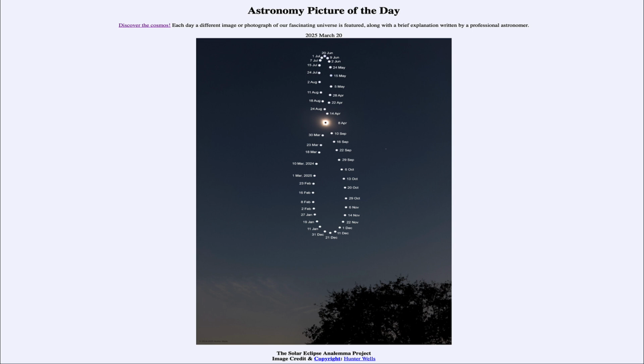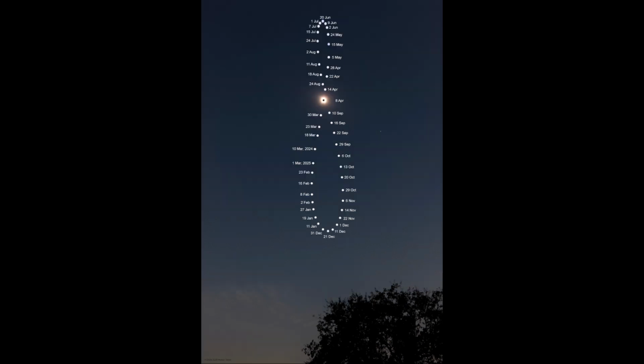Today's picture for March 20th of 2025 is titled The Solar Eclipse Analemma Project. So what do we see here? Well, here we see a series of images taken over the course of about a year, from March of 2024 to March of 2025. And those images are taken of our sun, and they're taken at the exact same time every day over the course of a year.